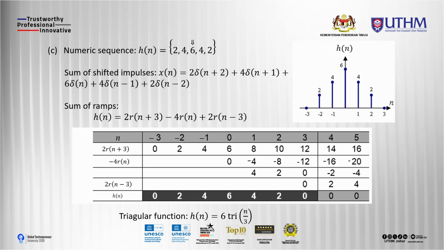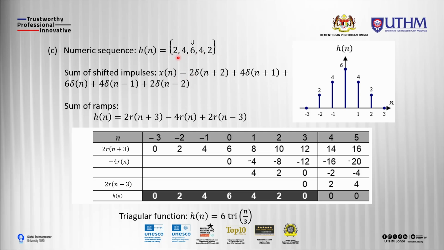Now I would like to show you the last example. The last signal is hn with the values 2, 4, 6, 4, 2. You can write the numeric sequence hn like 2, 4, 6, 4, 2, and don't forget to put the arrow at the origin. Then you can write it as the sum of shifted impulses, based on this numeric sequence.